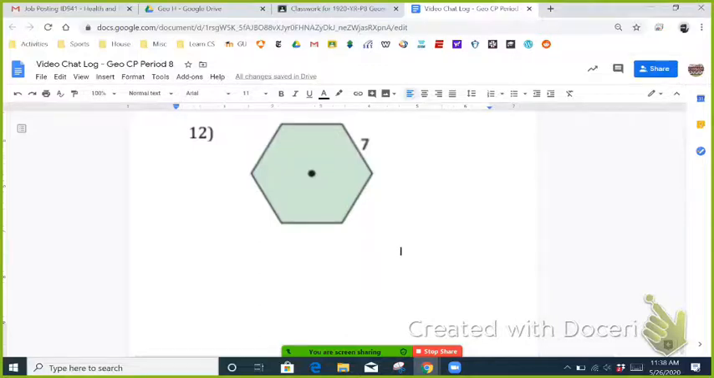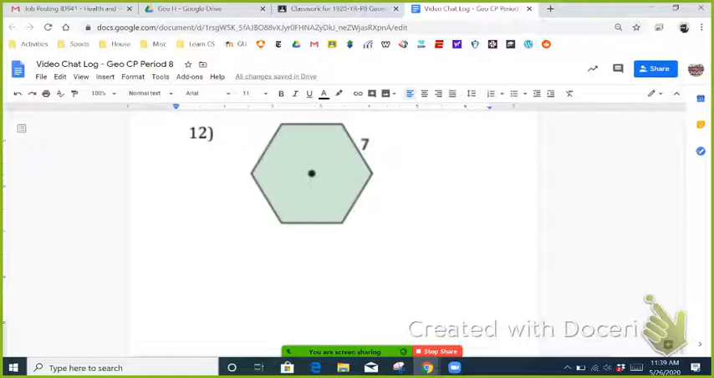Okay, now in this regular polygon, we have a hexagon, which is going to change things a little bit. How does it change it? Well, because it's a hexagon, we could do this without a calculator. All right, why is that? Well, the angles are going to be special.